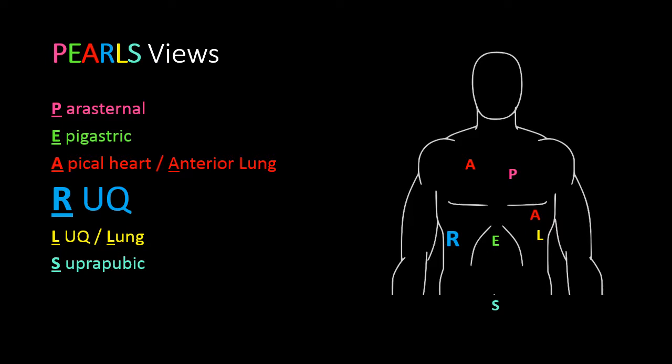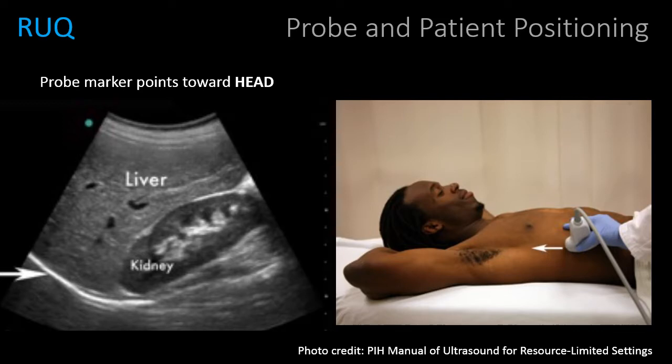All right, so moving on to the right upper quadrant. To obtain our view in the right upper quadrant, you want to place your probe marker in the anterior or mid-axillary line at about the 7th or 8th intercostal space, with the probe marker facing towards the patient's head. And that's a good place to start.